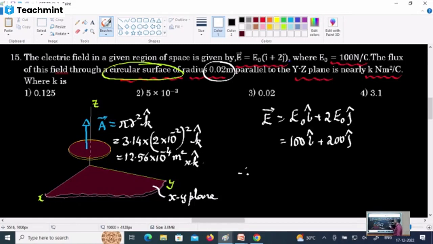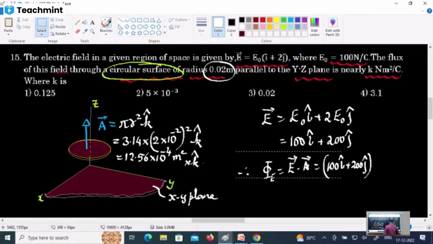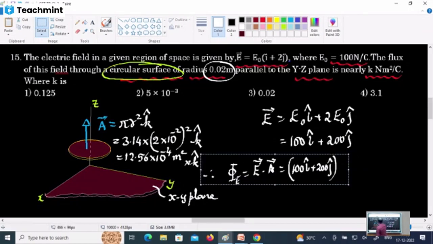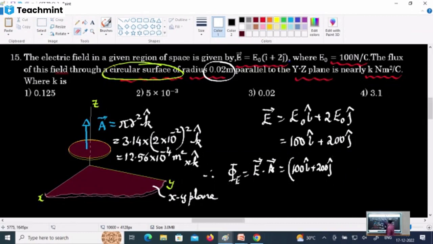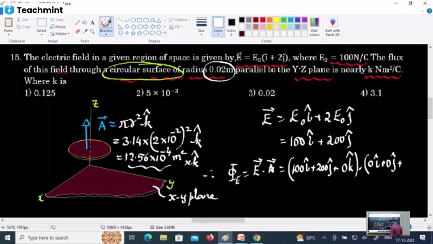Therefore, the electric flux, which is the dot product of E vector dot A vector, is E into 100 I cap plus 200 J cap, dot the area vector, which is 0 I cap plus 0 J cap plus 12.56 into 10 to the power minus 4 K cap. You know how to take the dot product between the two.